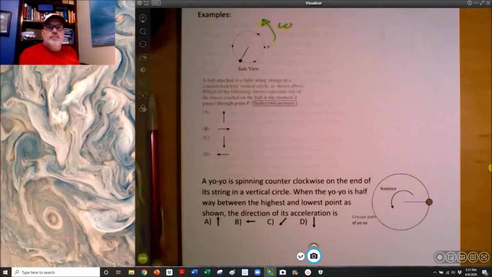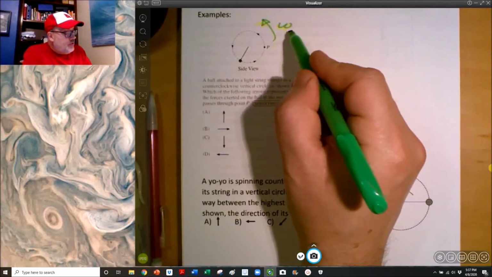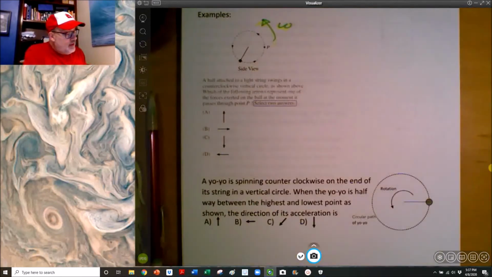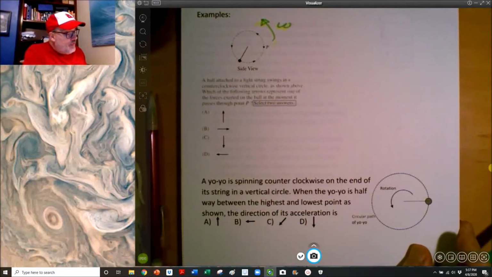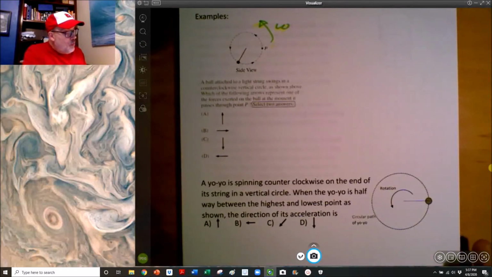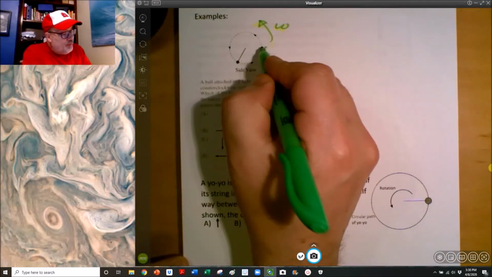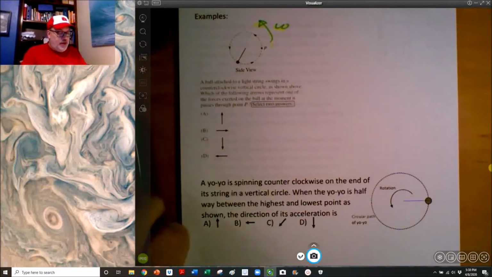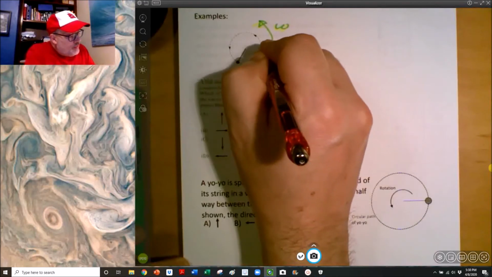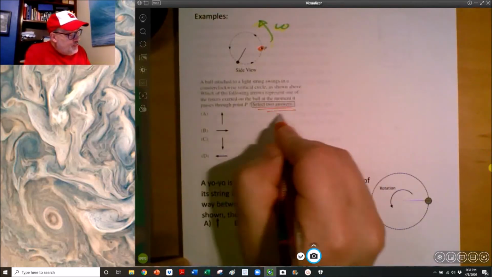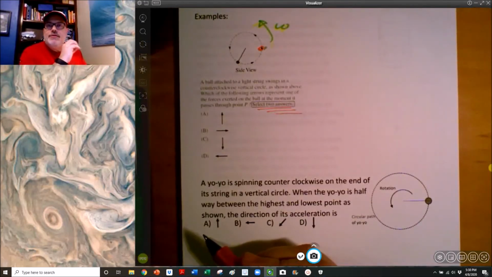Done. In this particular problem, we have a ball attached to a light string that's spinning around counterclockwise, and I've shown what the omega direction is, as shown. Which of the following arrows represents one of the forces exerted on the ball at the moment it passes point P? So when the ball is right here. Let me put a different mark for that one. Here we go, when the ball is right here. Now it says select two answers. You must select two on the AP test and get them both right in order to earn points.